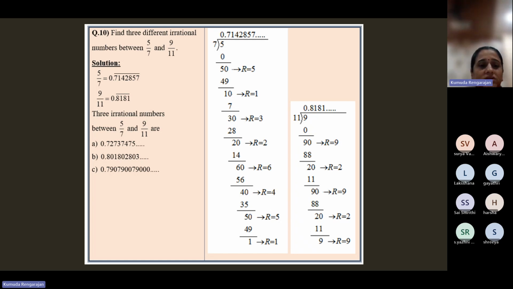Okay, and how did we insert irrationals? We made sure that the examples are non-terminating, non-repeating decimals. To write an irrational number, you must write a non-terminating, non-repeating decimal. Non-terminating, non-repeating. That's an irrational number.